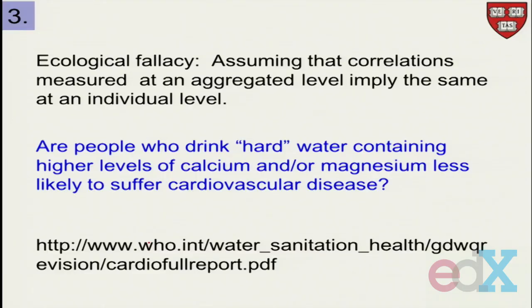Because here we're looking at a correlation of 0.791 between countries' aggregate Nobel production and aggregate chocolate consumption, okay? That's 0.791. It doesn't say anything about the individual. Okay? So the ecological fallacy is assuming that correlations measured at an aggregated level imply the same at an individual level, and the answer is that's wrong.